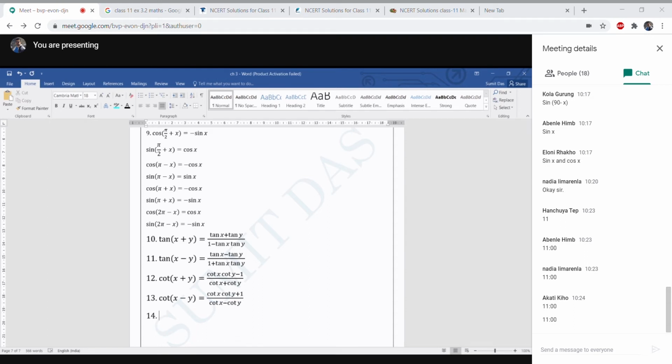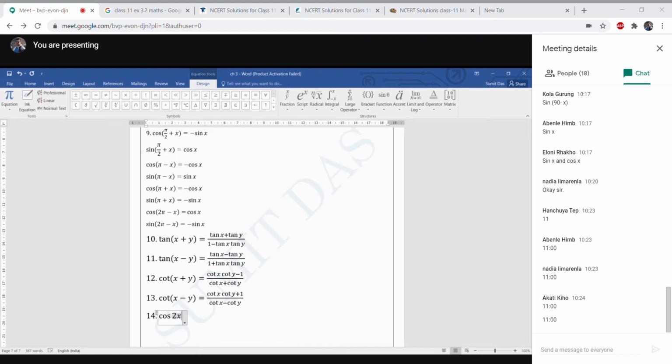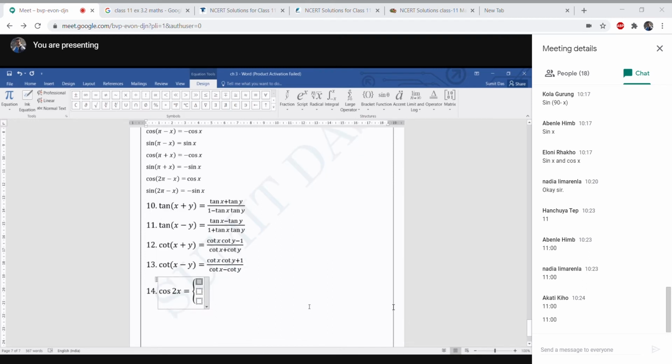Next formula is cos 2x. How to find what is cos 2x formula? In cos 2x there are three formulas. One formula I am saying to you is cos square x minus sine square x. Another one is 2 cos square x minus 1. Another one, 1 minus 2 sine square x.